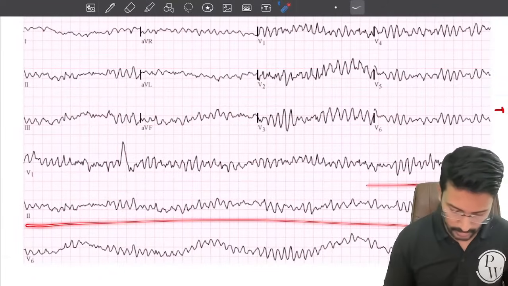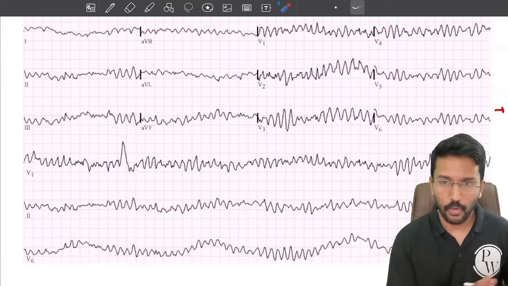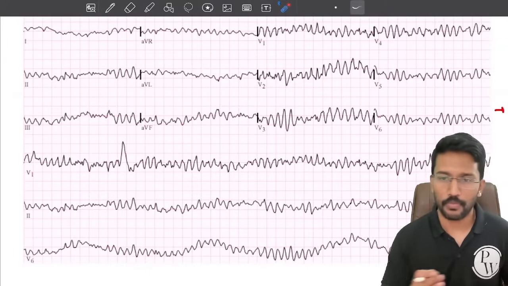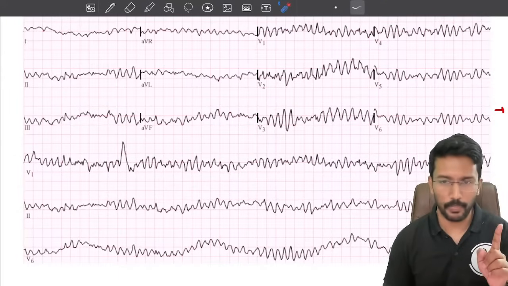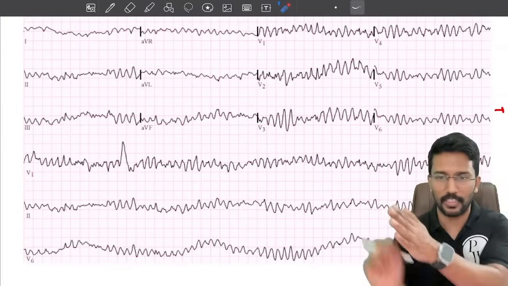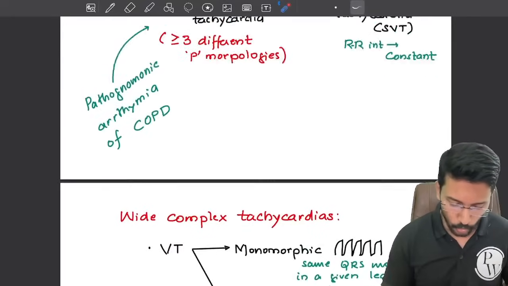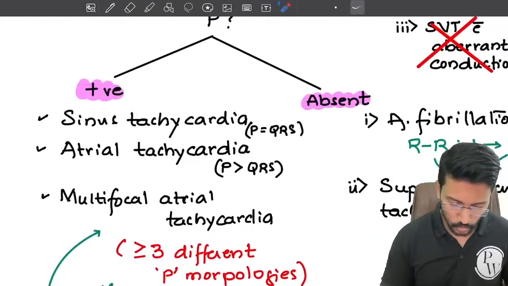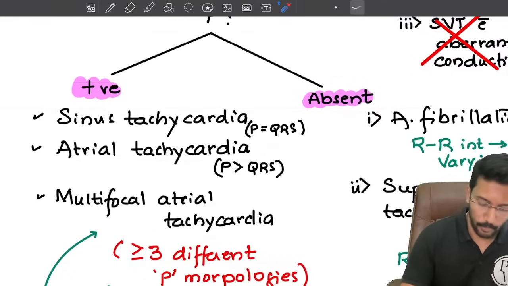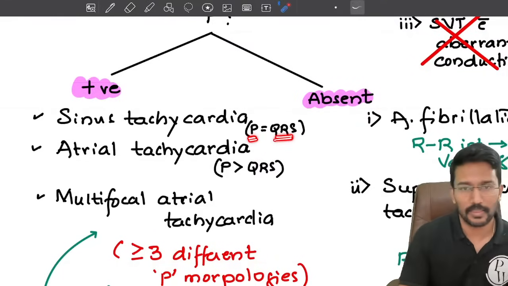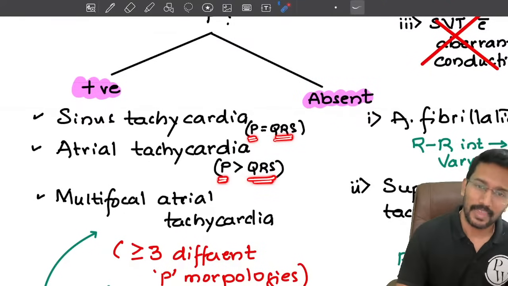Generally lead 2 is used as the rhythm strip. In the rhythm strip, count the number of P waves and count the number of QRS complexes. If both are equal, then it is sinus tachycardia. If one P is followed by QRS, next P, next QRS, next P, next QRS, then it is sinus tachycardia. But if you find that there are more P waves in comparison to the QRS complexes, then it will be atrial tachycardia. P waves equal to QRS, sinus tachycardia.